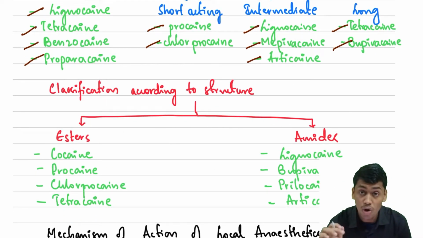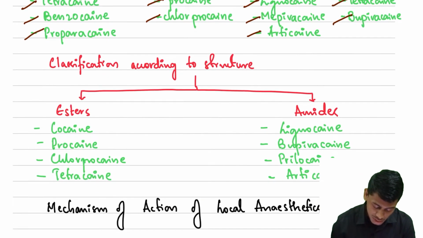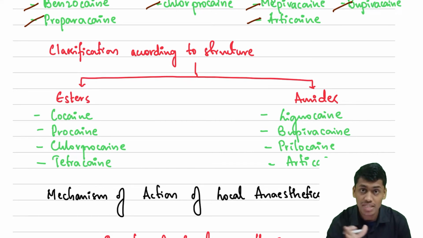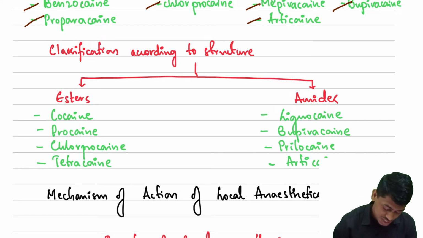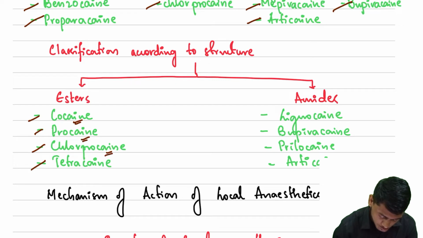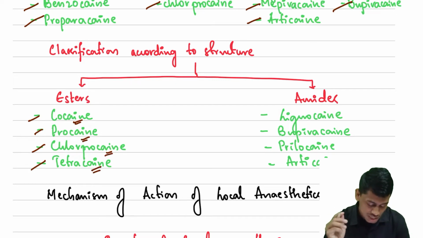Now classification according to the structure. So there are basically two types of structures. We have either the esters or amides. In terms of esters we have cocaine, procaine, chlorprocaine, and tetracaine. As you can see, all the esters contain one I. So this is an important point to remember. Esters contain one I in them. So cocaine, procaine, chlorprocaine, and tetracaine belong to the ester group of local anesthetics.